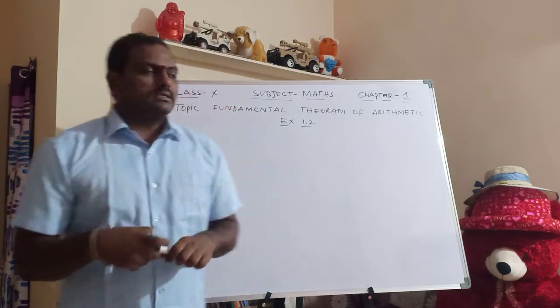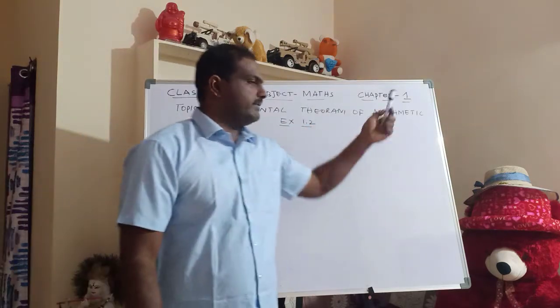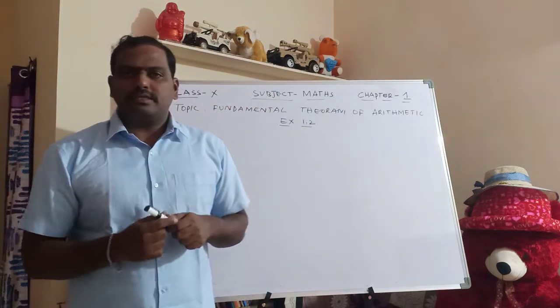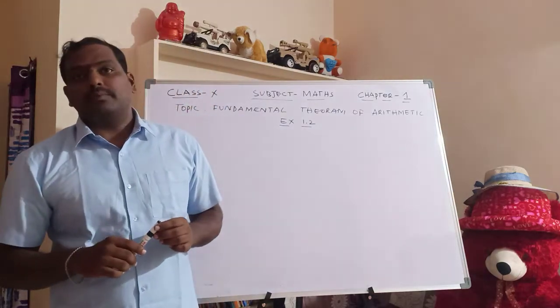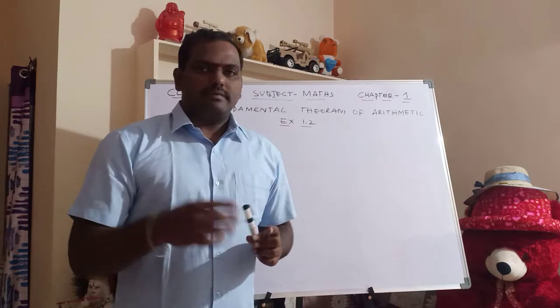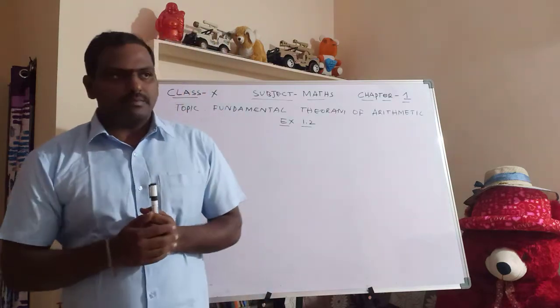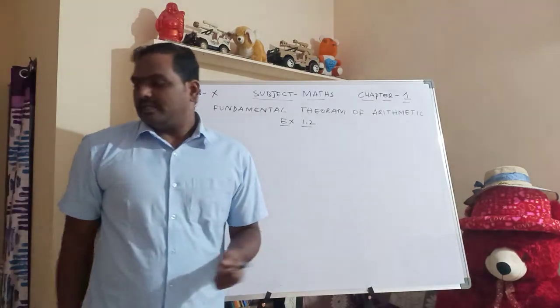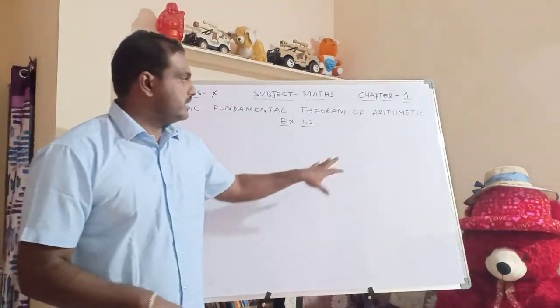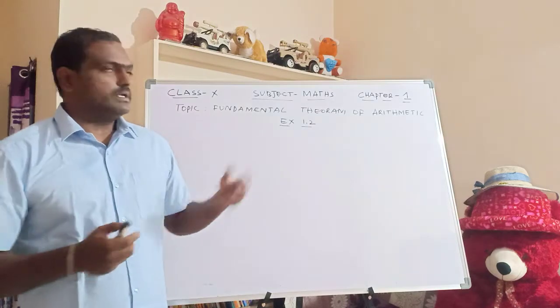In the previous class we discussed the fundamental theorem of arithmetic. What is the fundamental theorem of arithmetic? Every composite number can be written as a product of prime numbers, and we have written some examples also. And in exercise 1.2 we discussed the first and second bit. I have also given some applications for homework.